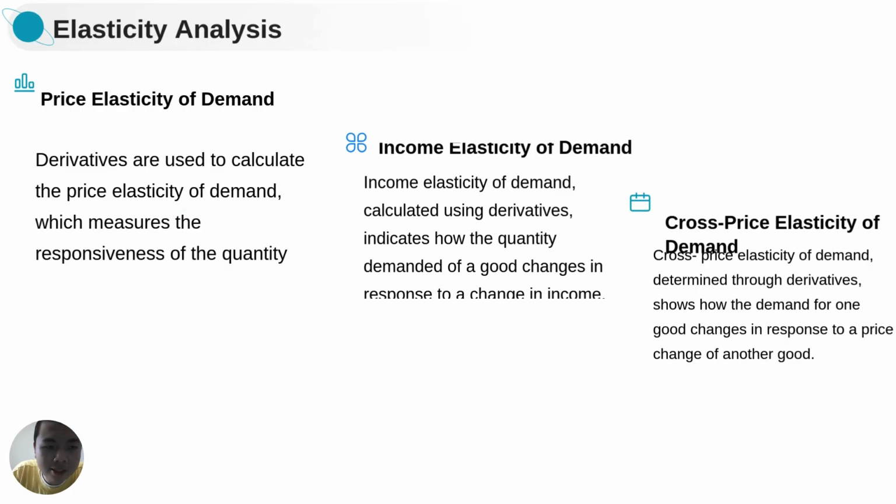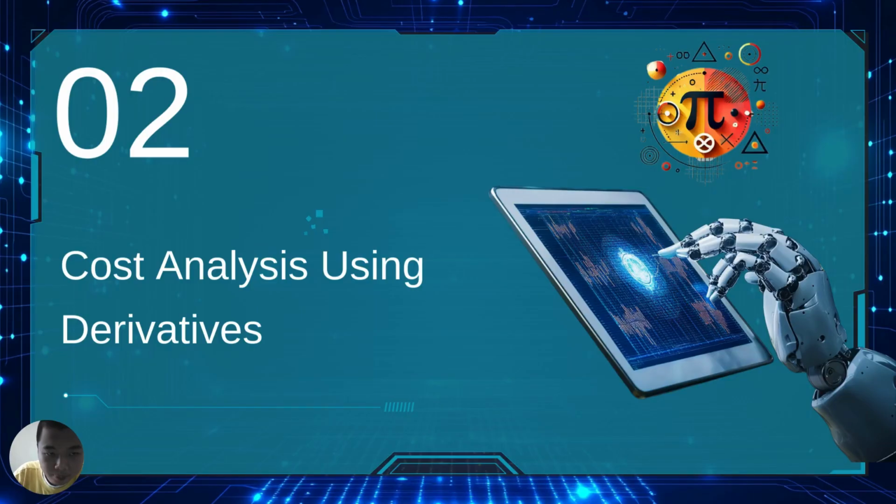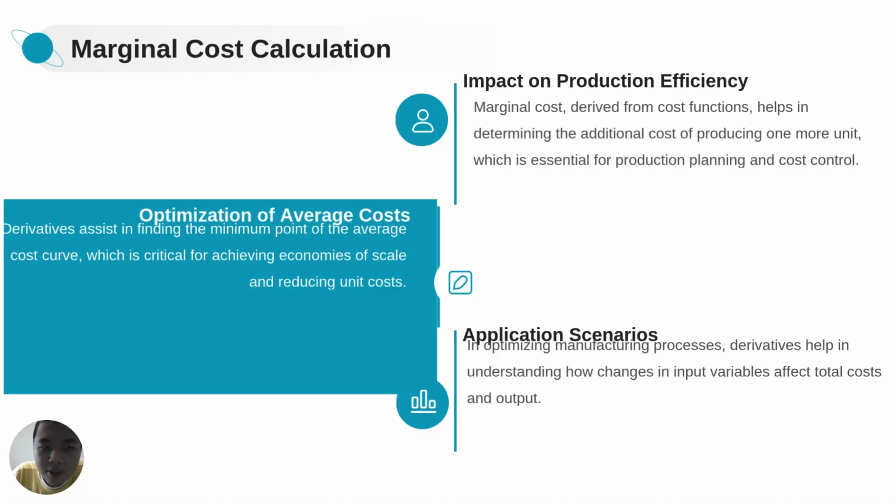Elasticity analysis, also 3 parts: price elasticity of demand, income elasticity of demand, and cross-price elasticity of demand. Okay, the second part, cost analysis using derivatives. First, impact on production efficiency. Marginal cost derived from the cost function helps in determining the additional cost of producing one more unit, which is essential for production planning and cost control.